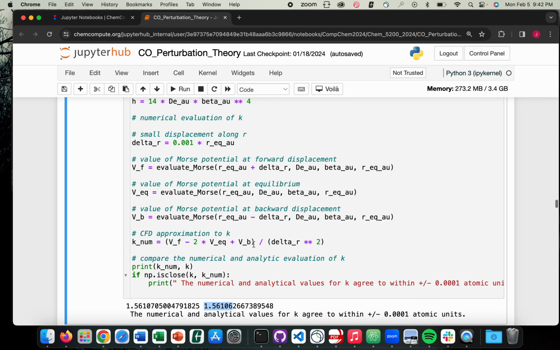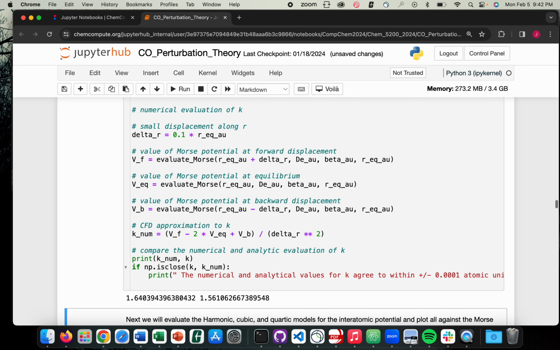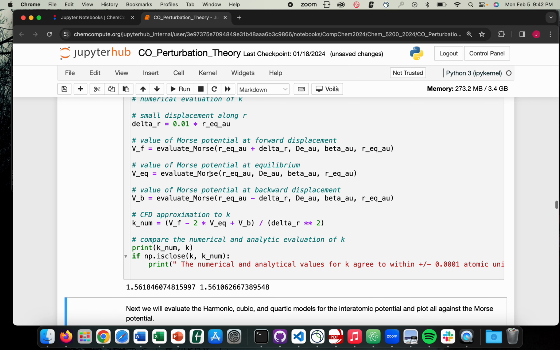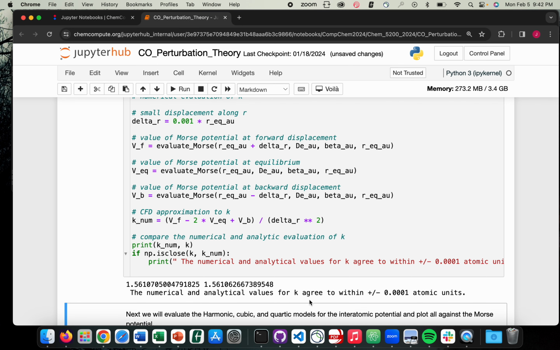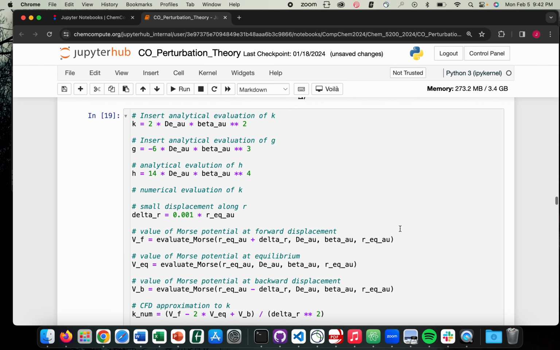And I'm just going to show you what happens if I make the displacement a little bit coarser. Okay? So actually I made it 100 times coarser. So the displacement is a lot larger. Now all of a sudden, there's quite a big disagreement, okay? So this 10 to the minus 3 displacement size is important for achieving this kind of precision, okay?